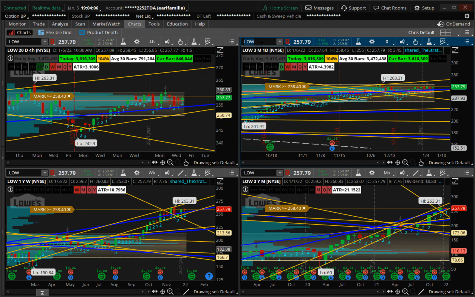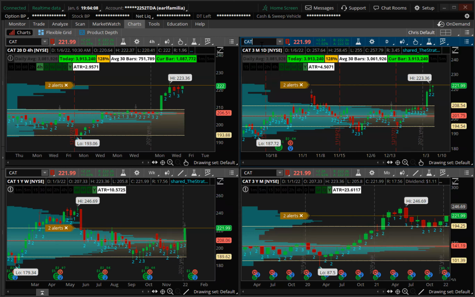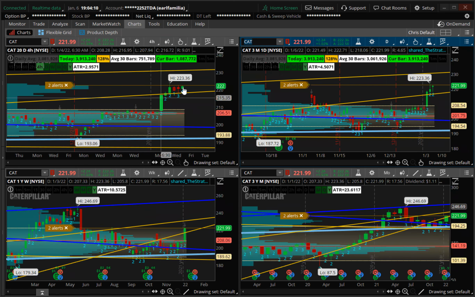And Caterpillar, I had 2 triggers on that one. The first trigger on the 4 hours, 222.37, above that level, and then the next trigger on the day, if you missed the 4 hours, 222.71. So those are your 2 triggers on Caterpillar.